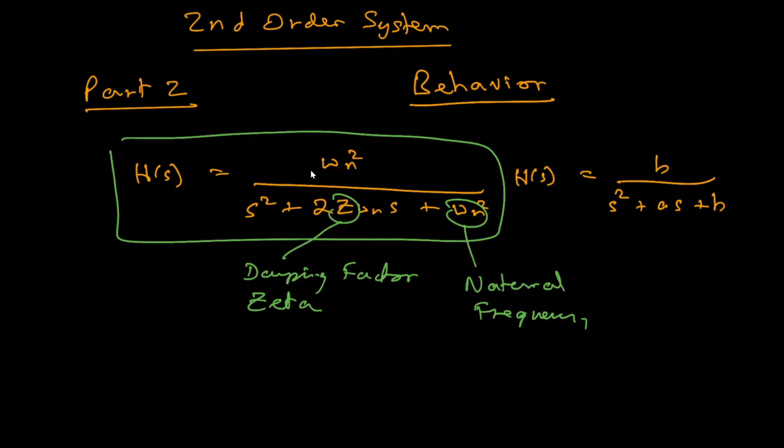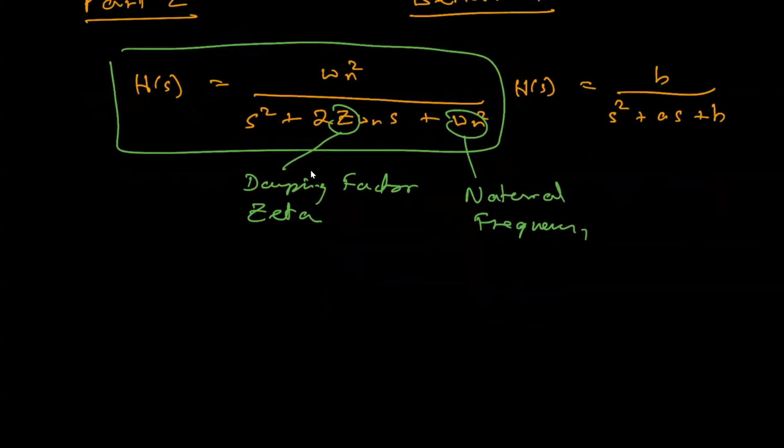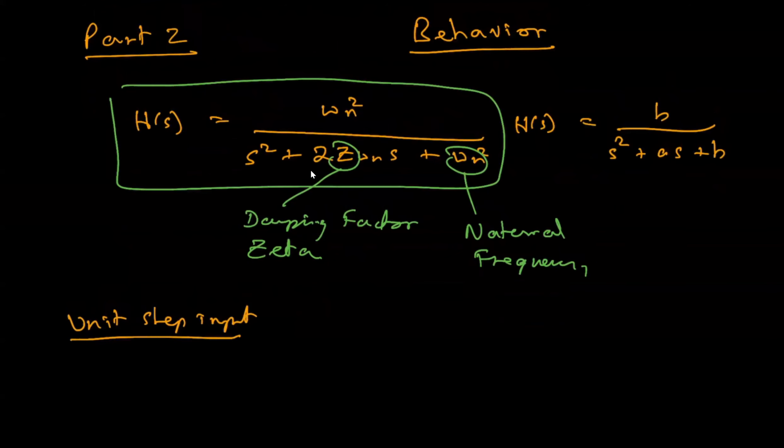The kind of behavior we're going to look at is what happens if I have a second order system and I subject it to a unit step input. I apply a unit step input to it and I'll see what happens, because it moves to a new steady state. Now, how do we look at the behavior of this?